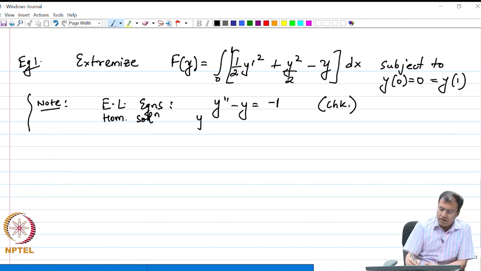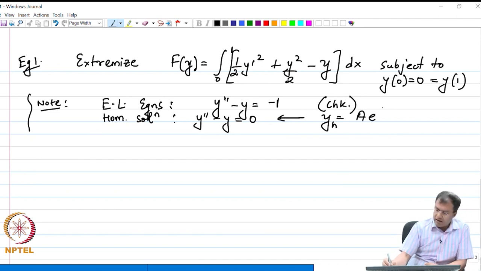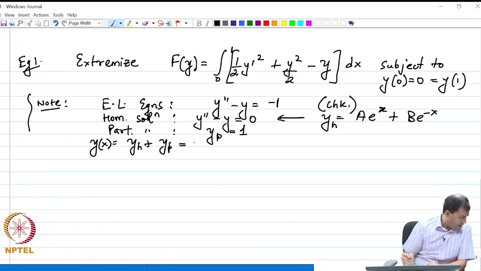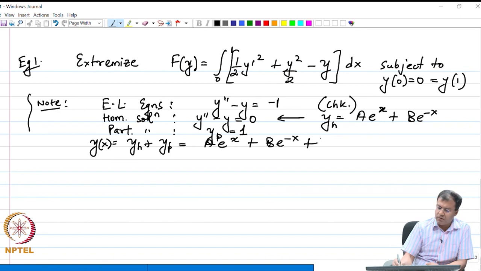The homogeneous solution to the ODE will be the solution to this equation, which means that we get y homogeneous is a e to the power x plus b e to the power minus x, right. And the particular solution is given by y particular is equal to 1. We can plug in and see that y particular equal to 1 satisfies the ODE. So finally, the solution y of x is y homogeneous plus y particular, and the solution comes out to be a e to the power x plus b e to the power minus x plus 1. Okay. So we have two unknowns a and b, and they can be found using these two boundary conditions.